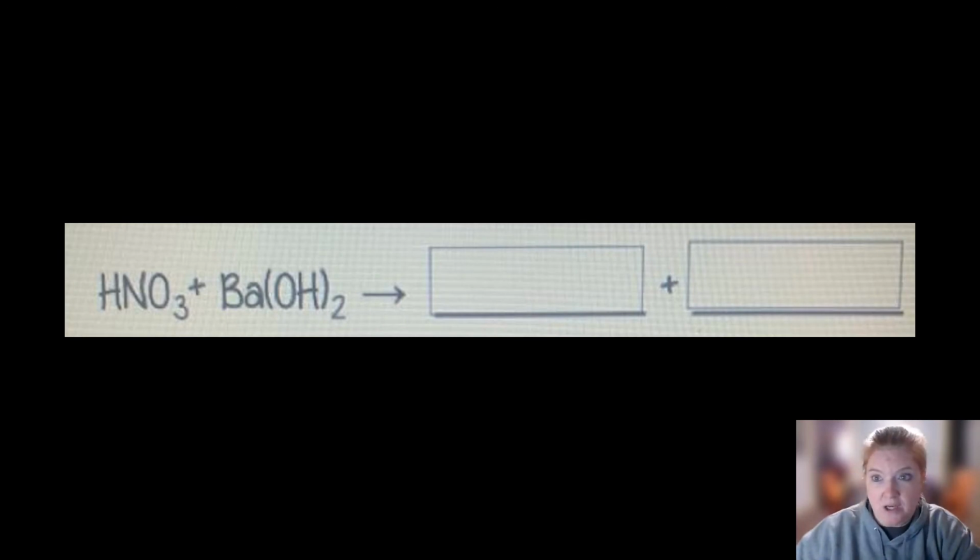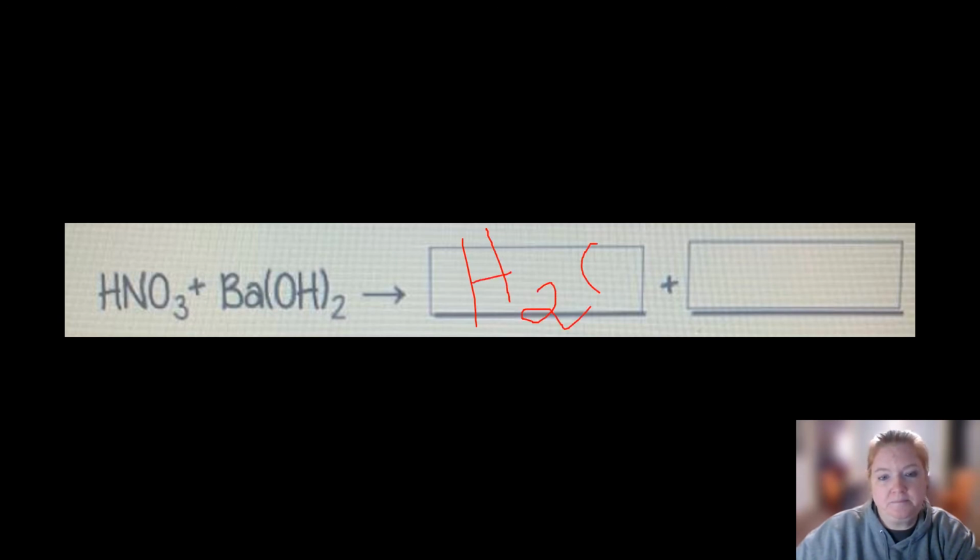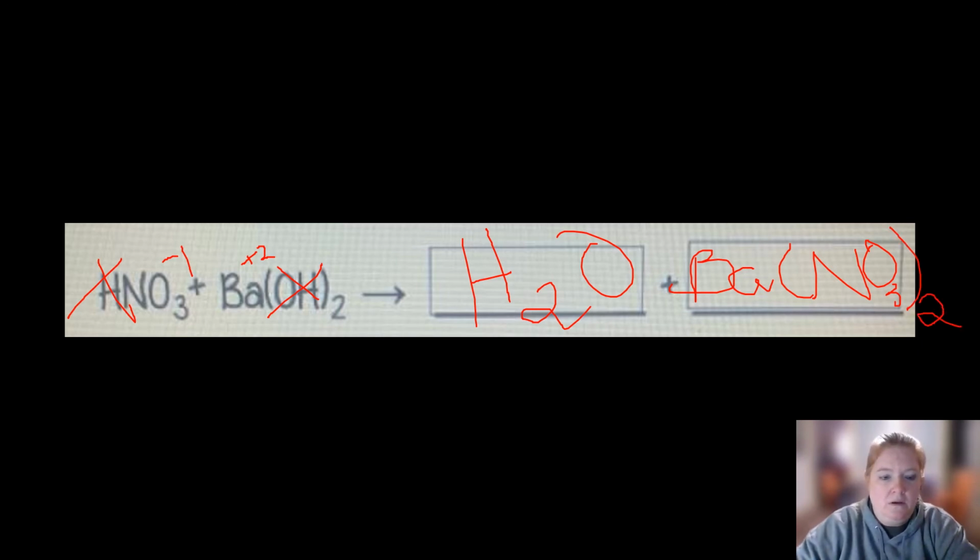All right, let's try another one. Acid plus base yields water, so I know water, and salt. Here's the acid, get rid of the H's. Here's the base, get rid of the OH's. Now I need to write a formula. If I look it up, this has a charge of -1. This has a charge of +2. So I'm going to end up with Ba, and then in parentheses, NO3, and parentheses 2.